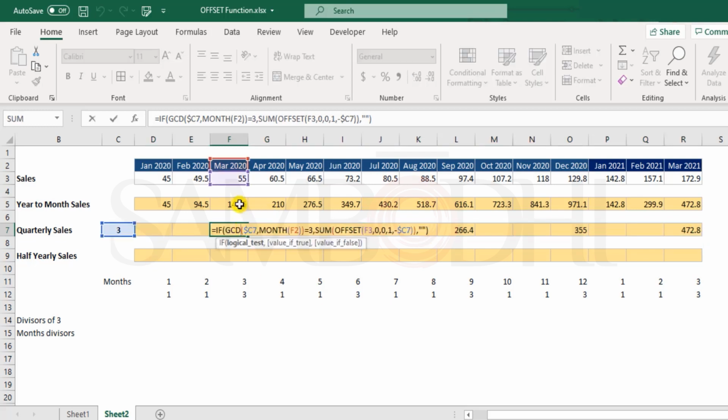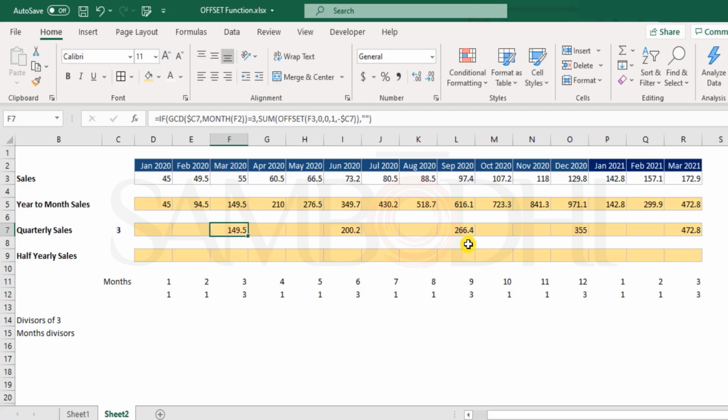Let me show you what's happening here. If GCD of this number 3 and the current month number is equal to 3, only then take a sum of whatever is selected within the offset function. That's here. From here, don't go anywhere from this purple cell. The height is 1 and select cells towards the left, but the width is 3. And if it's not equal to 3, then just leave a blank cell here with double quotes. And that's it. We have it here. Now this is slightly a notch above, but that's an interesting one.